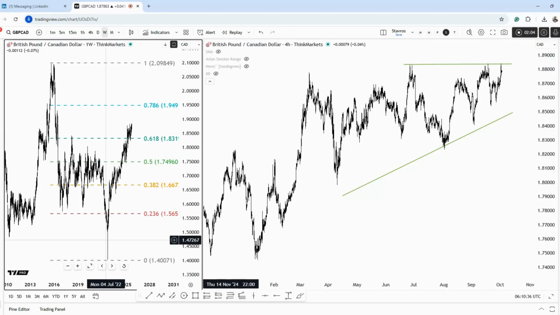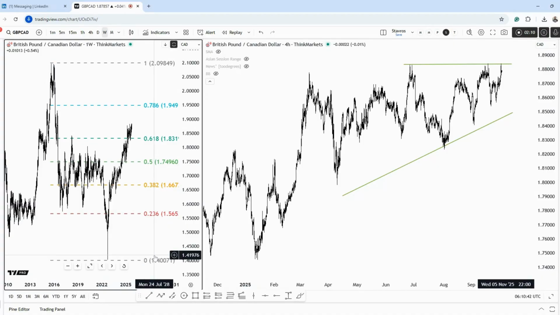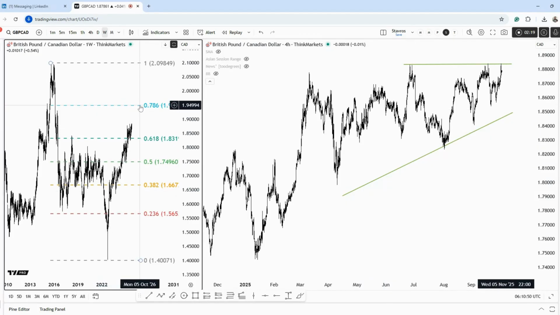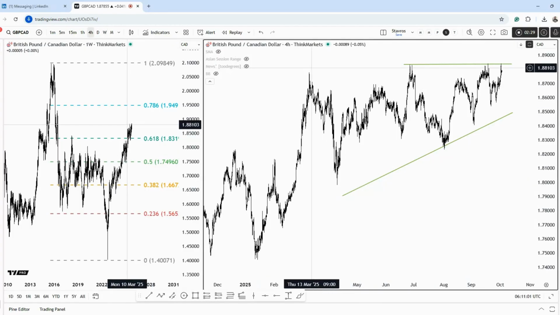Also, this leg to the upside looks so far impulsive. There are no corrections that overlap with previous swing highs. Okay, so this suggests that the next leg to the upside in the longer term could be up to the 78.6 Fibonacci retracement at 195 or so. In the shorter term, when we look at the 4 hours, we see an ascending triangle.